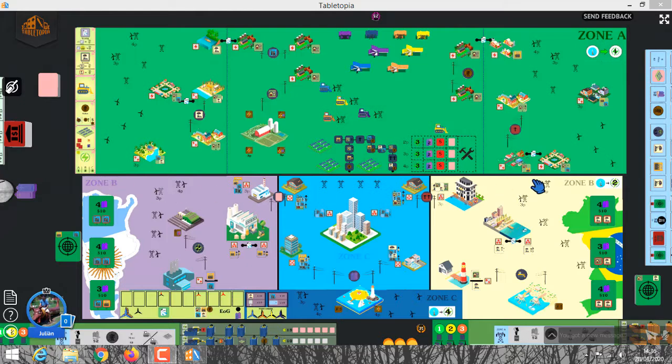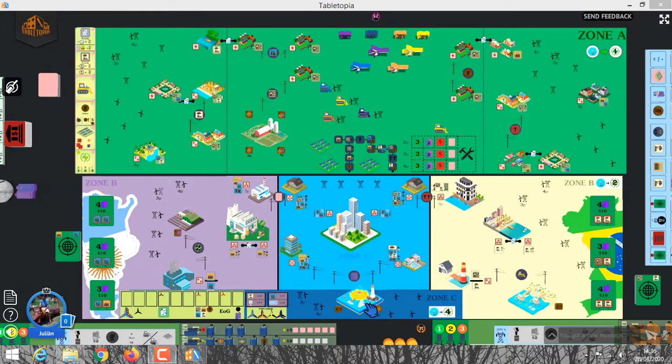Then in the bottom part we have Zone B. Zone B is divided into 2 sectors, one at the west and one at the east. The west sector is the industrial area and is connected to Argentina. The east sector is the vacation area and is connected to Brazil.